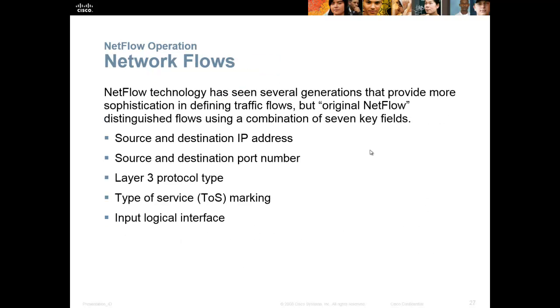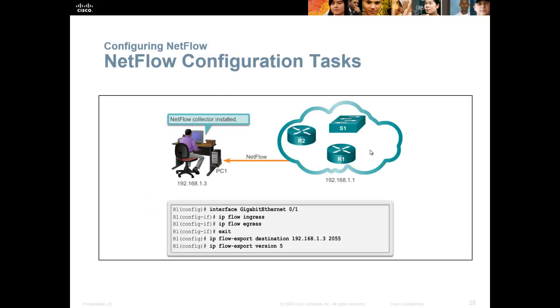So NetFlow, again, has many generations, so as it goes, it gets better and supports more features and things like that. But source and destination IP address, source and destination port number, layer 3 protocol type, and the logical interface are obviously big key ones. So here, setting it up: interface gigabit 0/1, enter, ip flow ingress. Remember, ingress is coming in, and then ip flow egress is flow going out. So, measure the flow going in, measure the flow going out, and then exit.